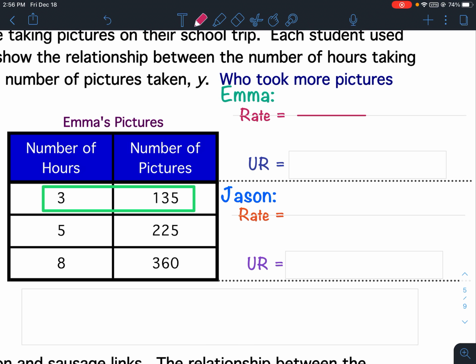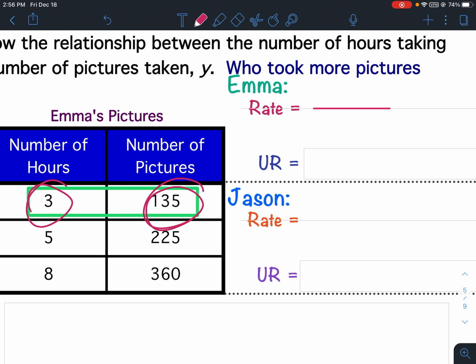All right, so for her rate, I want to set up pictures over the hours. So here's my pictures, and here are the hours. So for Emma, her rate is 135. You can just put pics in 3 hours. So Emma took 135 pics in 3 hours.